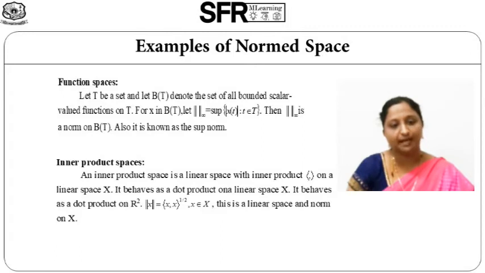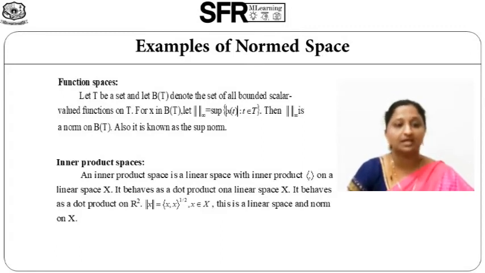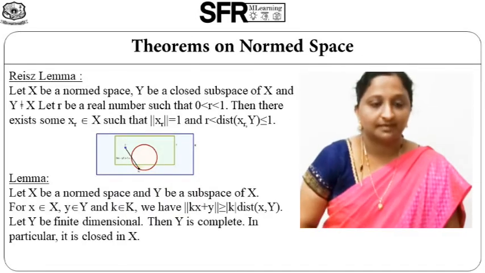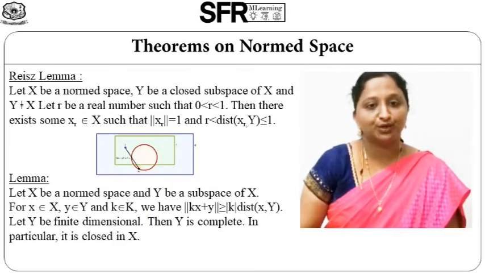The next one is inner product space, which is a linear space with an inner product on a linear space X. It behaves as a dot product on a linear space X. It behaves as a dot product on R squared. Like norm x is equal to inner product of x comma x, the whole power 1 by 2. This is a linear space and a norm on X. Next, we are going to see theorems on normed spaces.